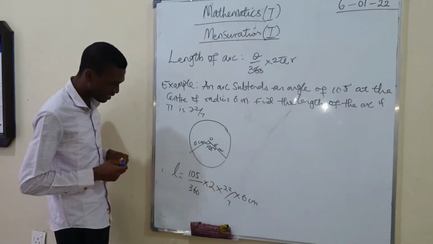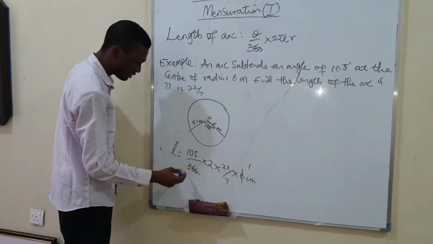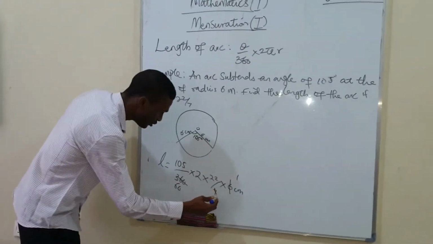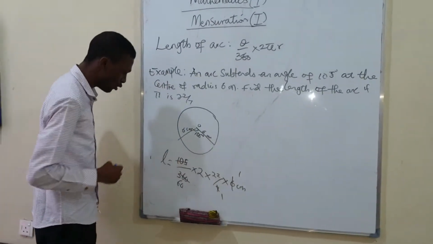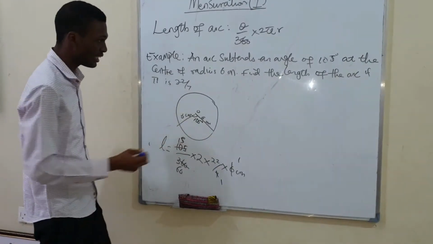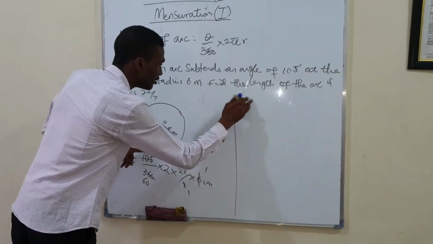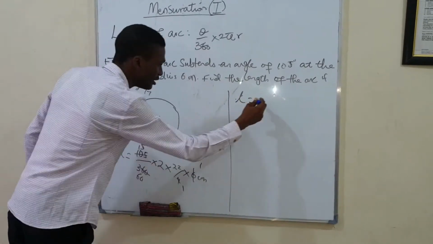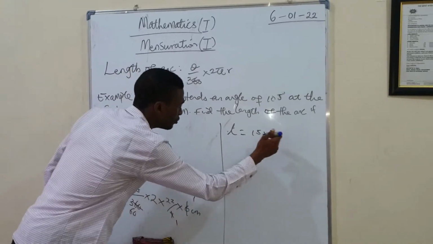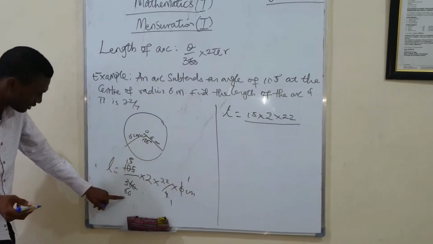Okay, from here we can cancel out. 6 into itself is 1, 6 into 360 gives us 60. From there, 7 into itself is 1, 7 into 105 gives us 15. We can write out the remaining values: our length L equals 15 times 2 times 22 all over 60.